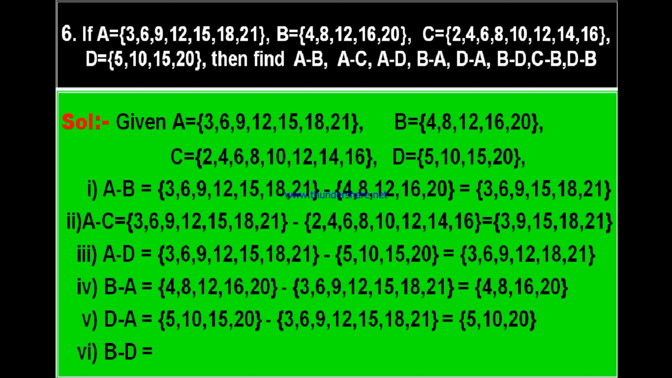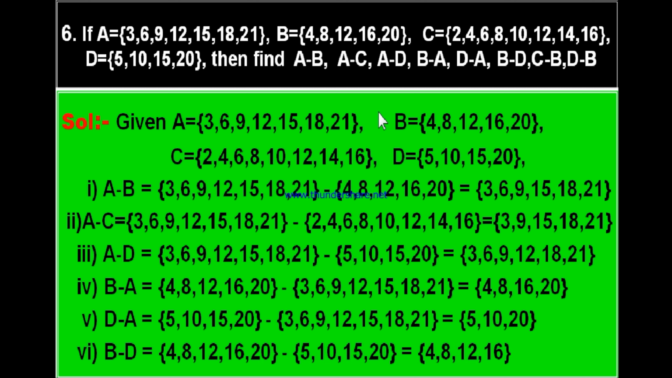And the next bit, sixth bit, is B minus D. B minus D means set B is equal to 4, 8, 12, 16, 20 minus set D. D is equal to set 5, 10, 15, 20. Now what are the common elements from both the sets? You can find 20 in both the sets. Therefore cancel 20. If you cancel 20, then what is left in the first set? 4, 8, 12, 16. Therefore B minus D is equal to set of 4, 8, 12, 16.